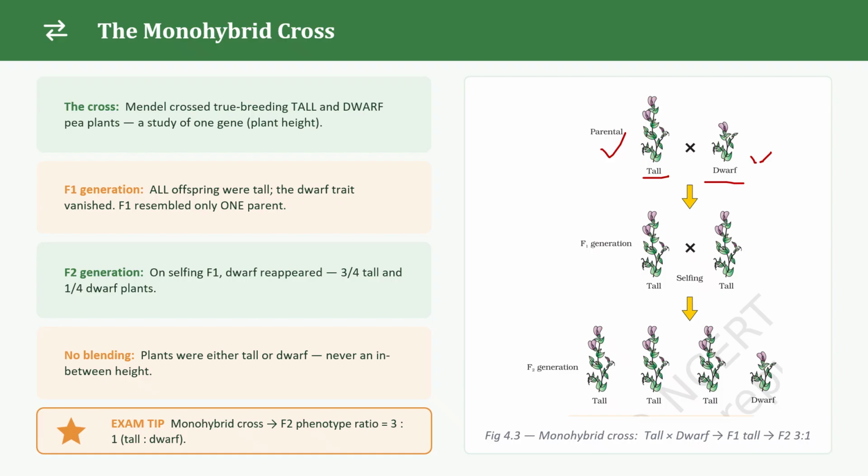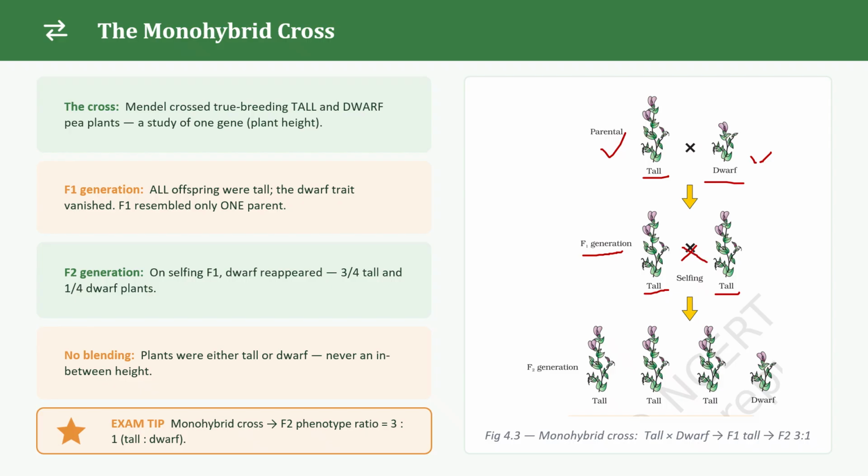first filial generation. So first filial generation, what happened in first filial generation? All plants were tall and none were dwarf. So the F1 generation resembled only one parent. Then what he did, he allowed the F1 plants to self-pollinate.